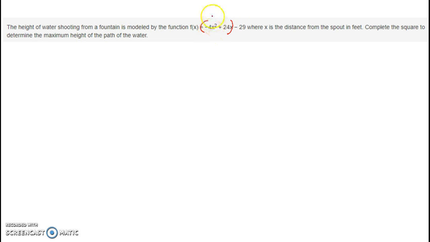So what we're going to do is start with these first two terms, and we want to factor out the greatest common factor of the coefficients. And if we have a negative, we want to take that negative out too. So the largest number that divides evenly into -4 and 24 is -4. So I'm going to factor out -4, keep the parentheses, and I'm left with x squared, and then positive 24 divided by -4 is -6. And then we'll just bring down the -29.